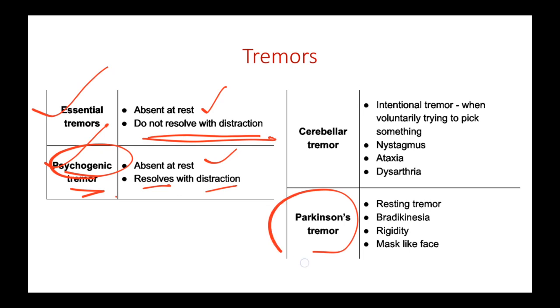Whereas now Parkinson's tremors are nothing but resting tremors. So this patient is going to have tremors when the patient is resting. When the patient's hands are idly kept on his lap also, he might start having these tremors. Okay, but there will be other symptoms associated with tremors when this patient is having Parkinson's, right? He'll have bradykinesia, he'll have rigidity, he'll have mask-like faces.